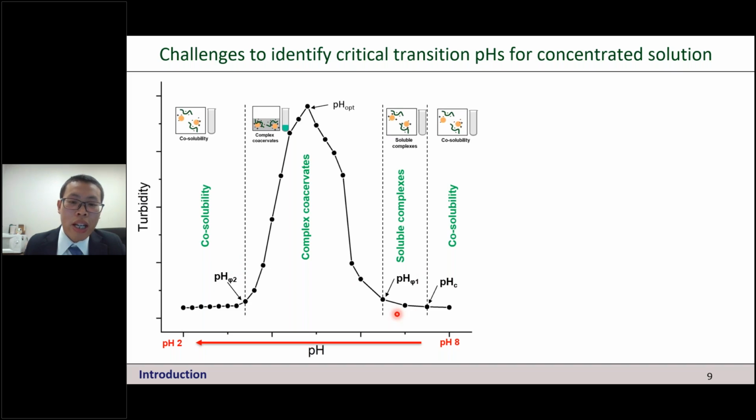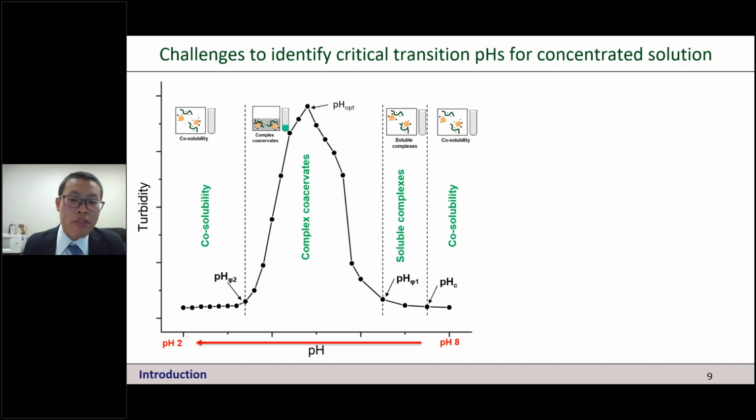Between pH phi 1 and phi 2, a maximum optical density was defined as pH OPT, which was believed to be the pH where the maximum yield of coacervates was produced.